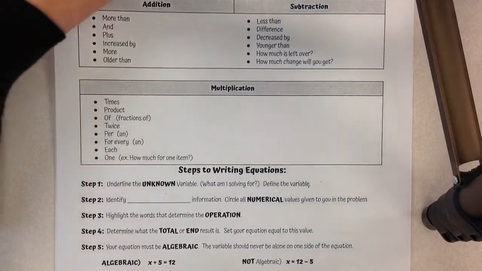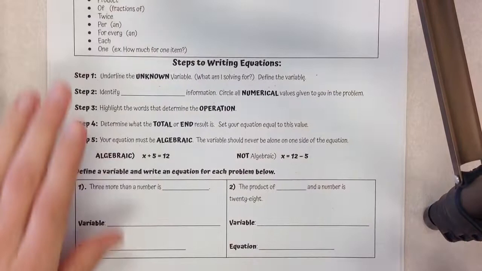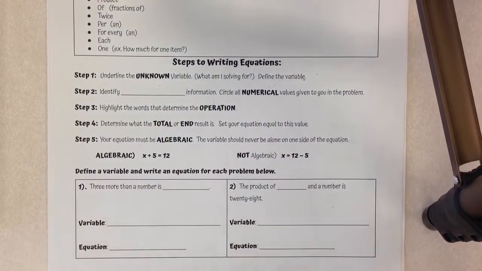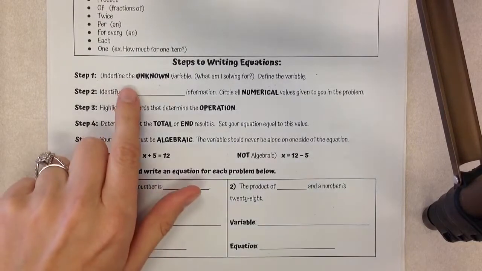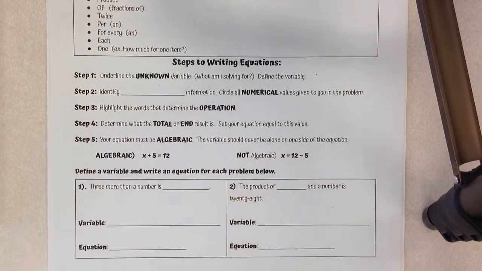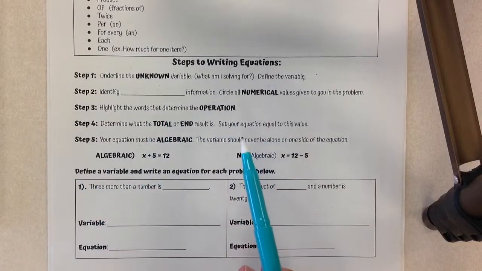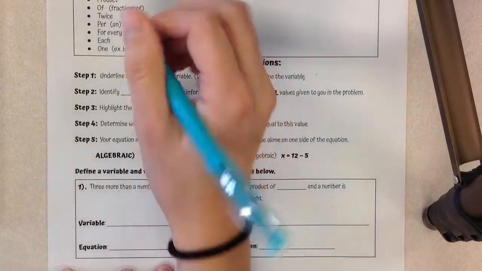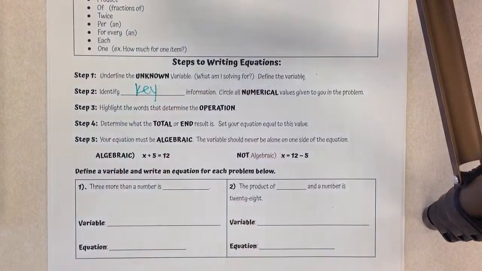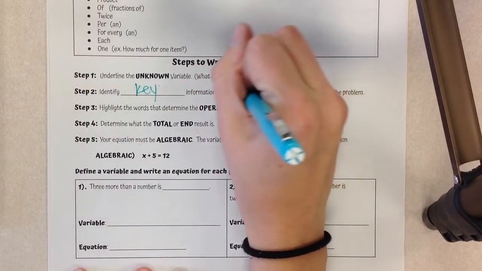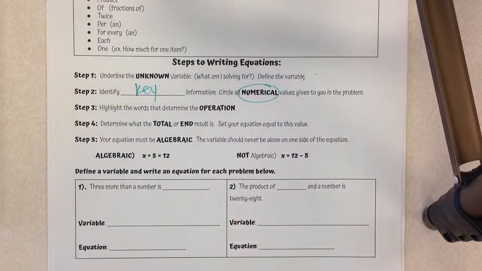So let's look at the steps to writing equations. These steps should be very similar to what we did for writing expressions. The first thing we're going to do, we underline the unknown variable. We're asking ourselves, what are we solving for, and then defining that variable. Usually, you're going to see this in the question part of it. Step 2 is we're going to identify key information. So we are going to circle all numerical values given to you in the problem. Exactly what we did for writing expressions.